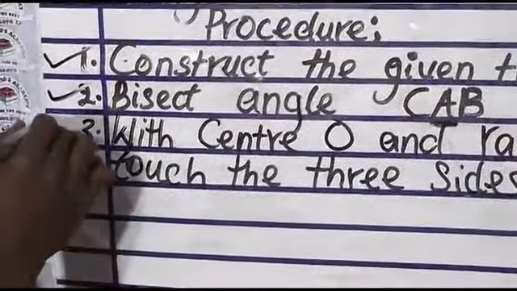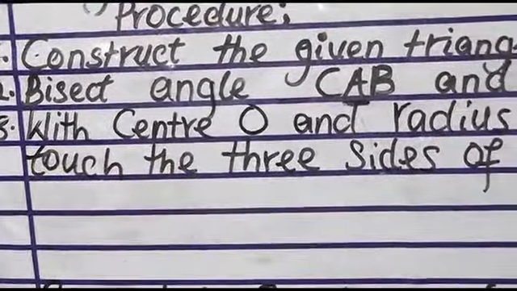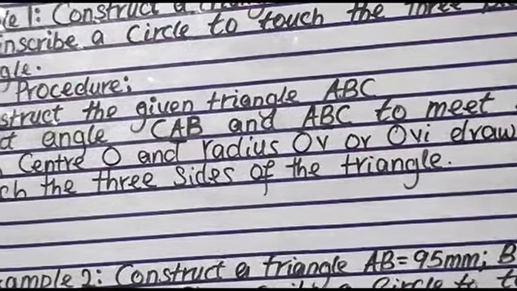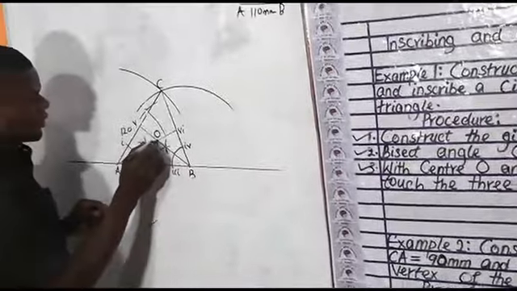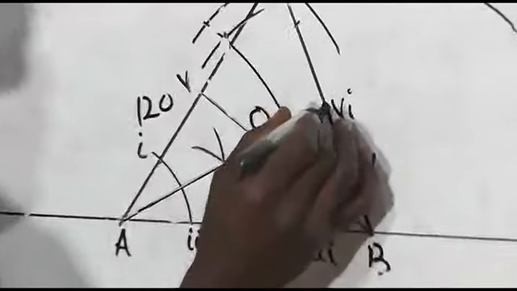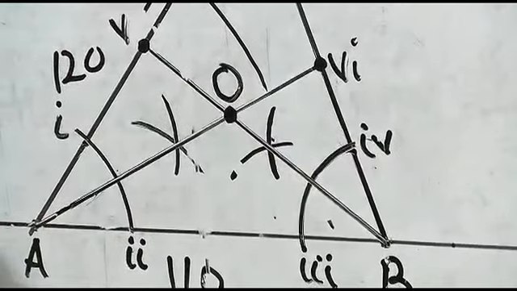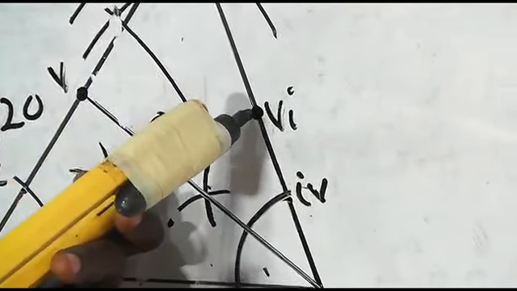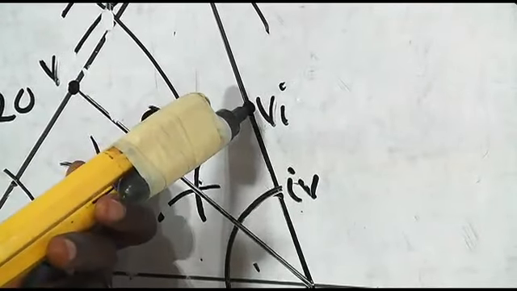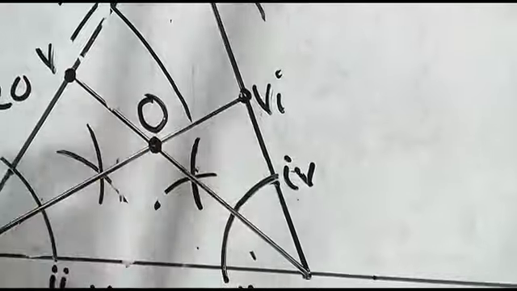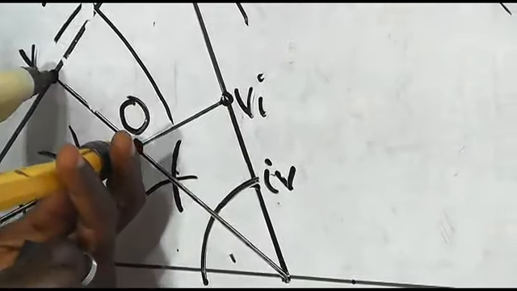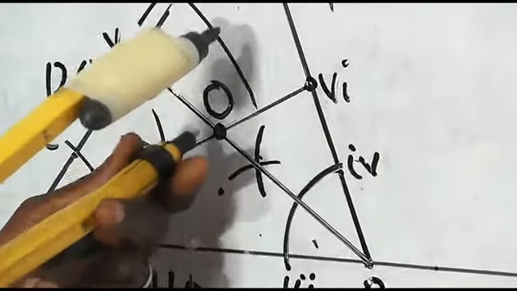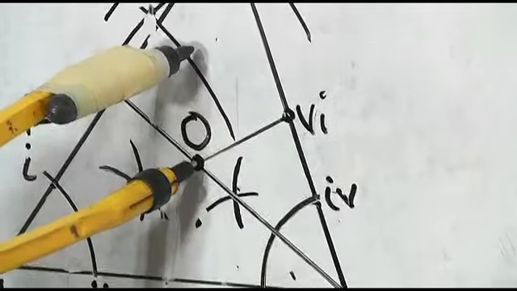We are now looking at the third procedure here. With center O and radius OV or OVI, draw a circle to touch the three sides of the triangle. So that is the next thing we are going to do here. And if you take a look at this construction already, you can see that this is our point O and this is our point VI, and you have your point V here. Okay? So you are going to make use of your compass. You pick your compass and pick OVI, the distance from O to OVI as your radius. If you don't want to pick OVI, you can also pick O to V, which is still the same thing. Whether you are picking OVI or OV, the distance is still the same. Okay, so when you pick that, you pin it at point O, then you inscribe a circle.